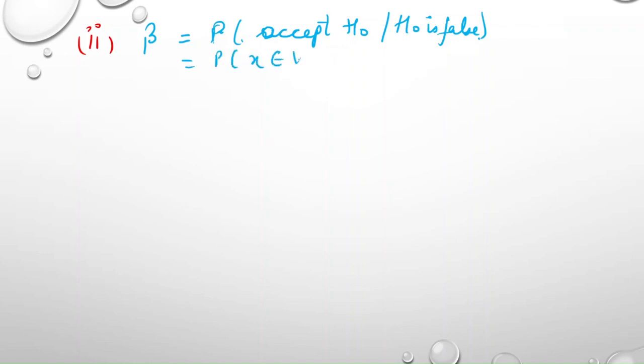Beta error states the probability of accepting H naught when H naught is false. Or I can say it is the probability that X belongs to W complement when H1 is true. So for H1 to be true, that means that mu is not equal to 100.